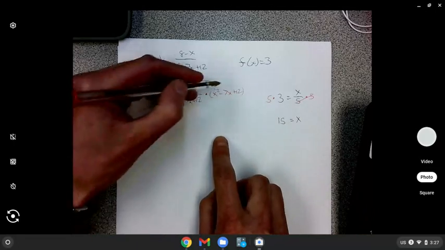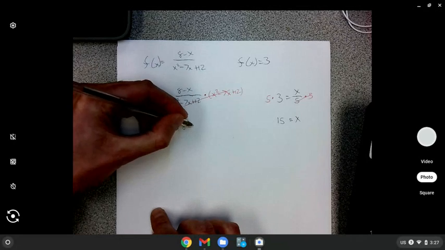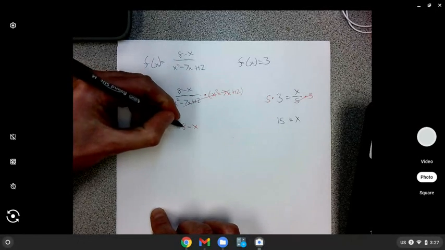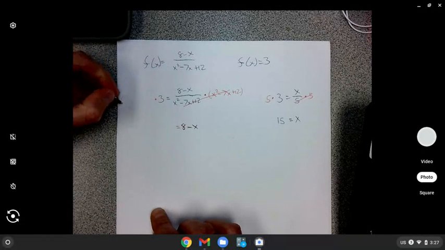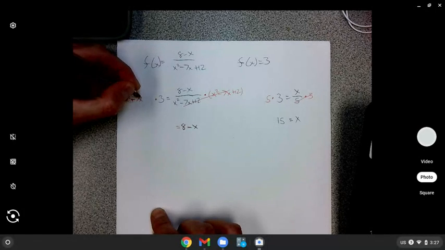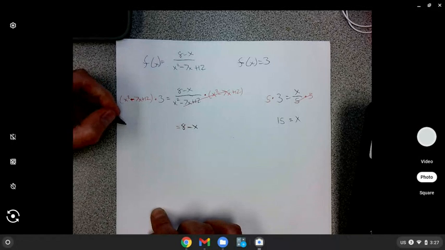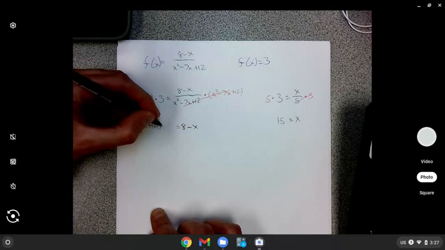Anything divided by itself is just 1. So I'm left with 8 minus x on the right side of that equation. If I multiply the left by the same thing, so I have to keep that balance, I'm going to have x squared minus 7x plus 12 times 3.